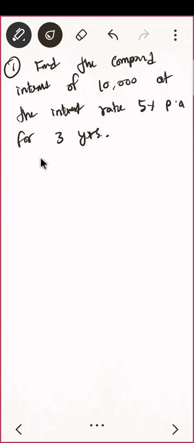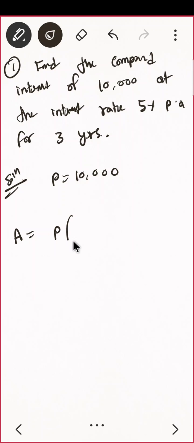This is for 3 years. Okay, so what is the solution? What is your principal? 10,000 rupees, correct? And for 3 years, let us put it in the formula. What is formula for amount? A equal to P into bracket 1 plus R upon 100 raised to N, correct? What is N? N is 3 years, and anything else?